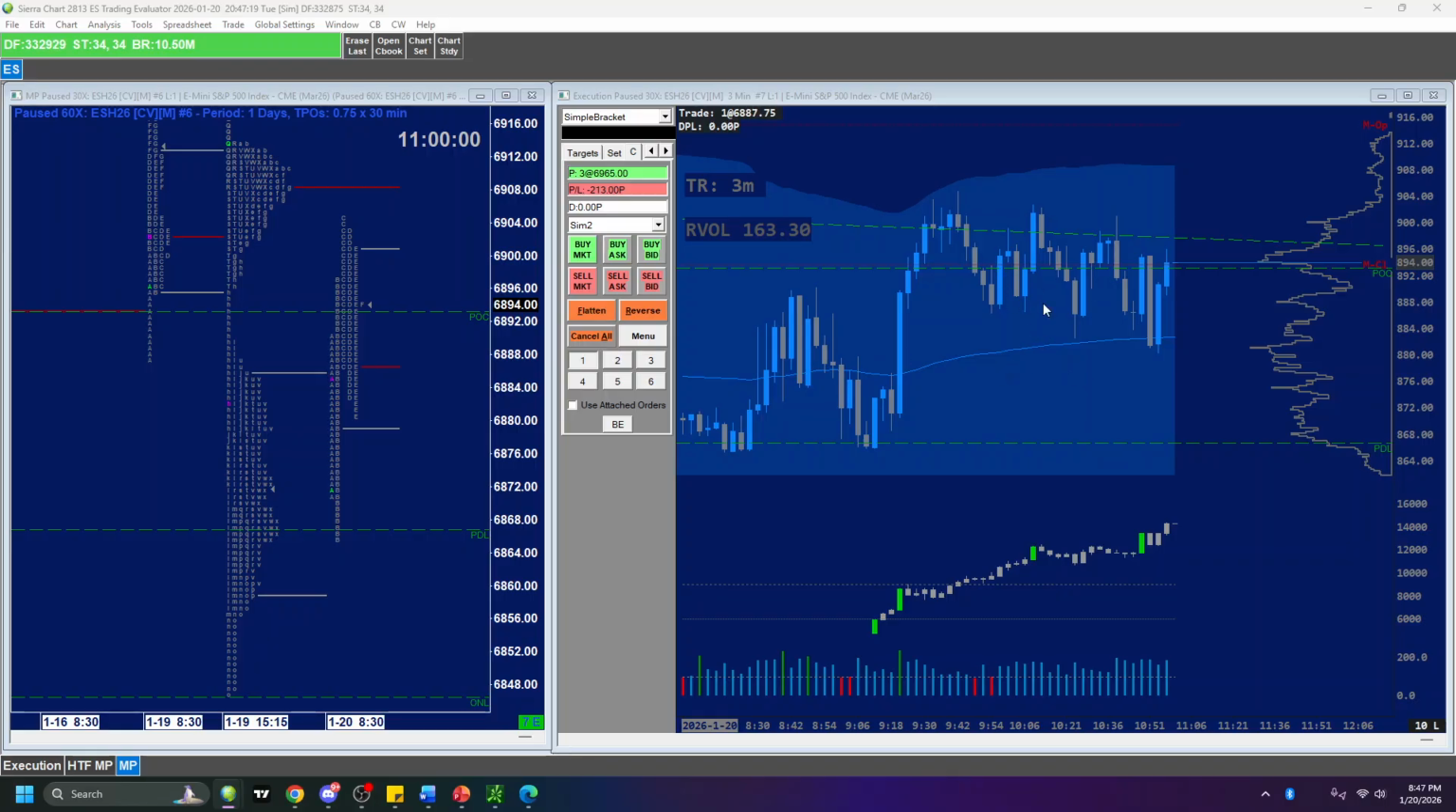Real quick over here on the execution chart, this is the 3-minute. What you see here is just lower high, lower low, right? Lower high, lower low. That's not a good sign for longs. And you can see that with what we're seeing here with C, D, and E period. This is C, D, E period, all failing to make a higher high.